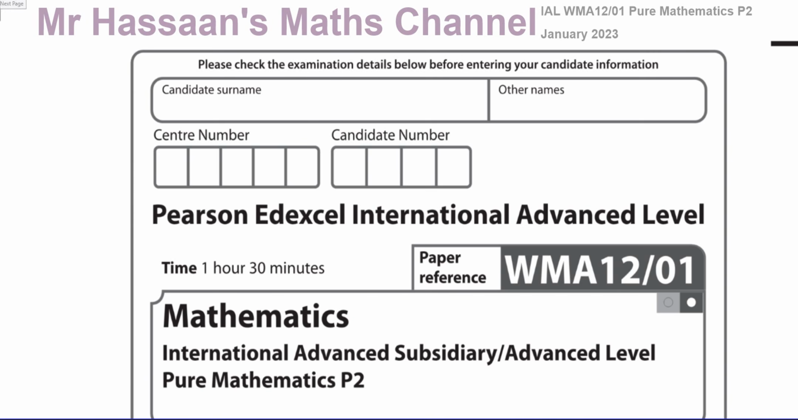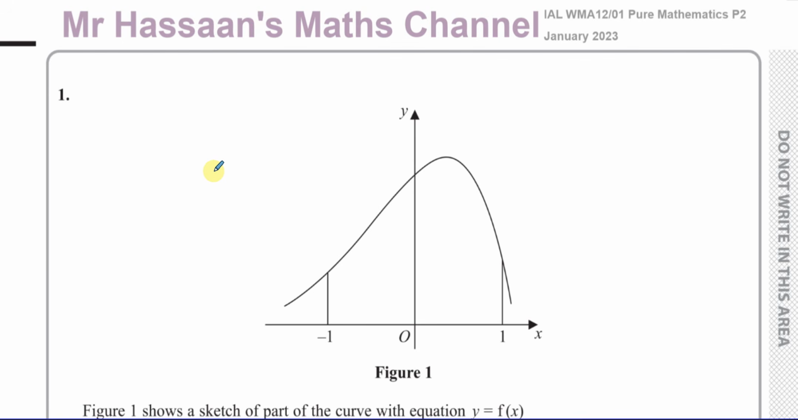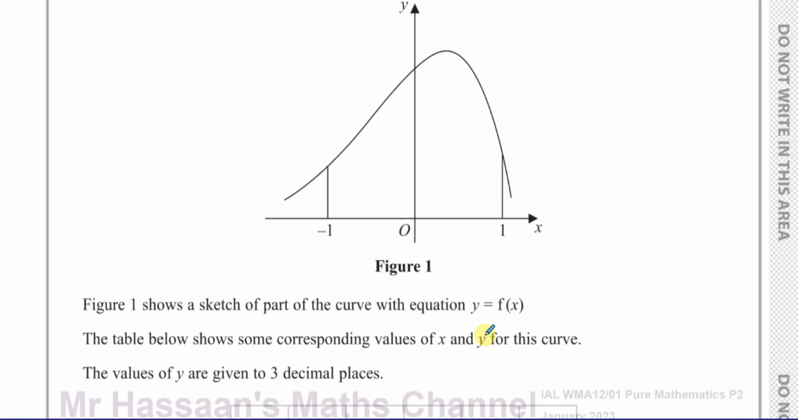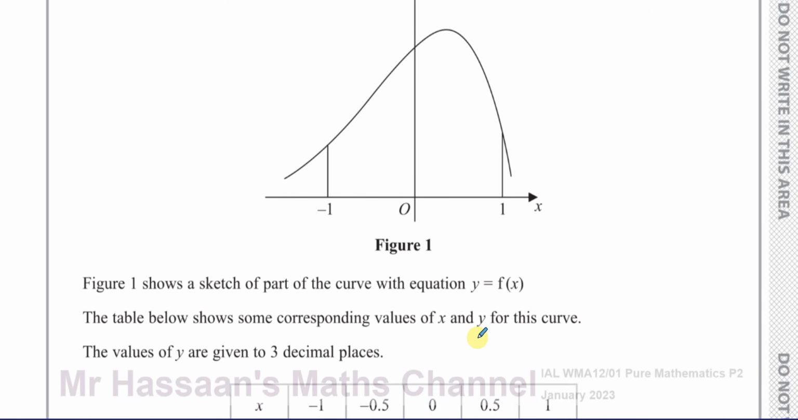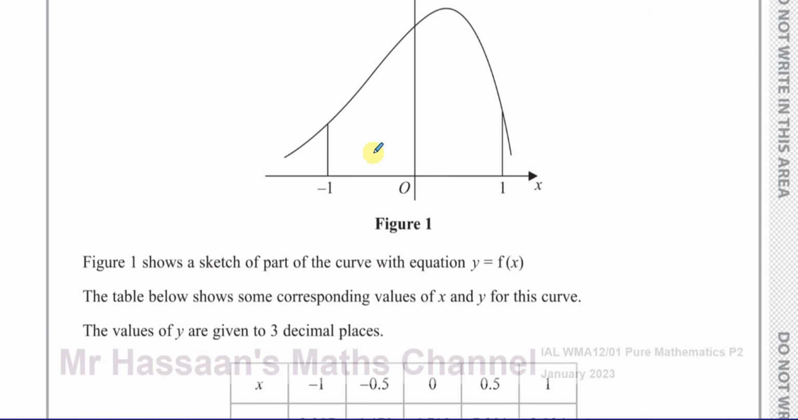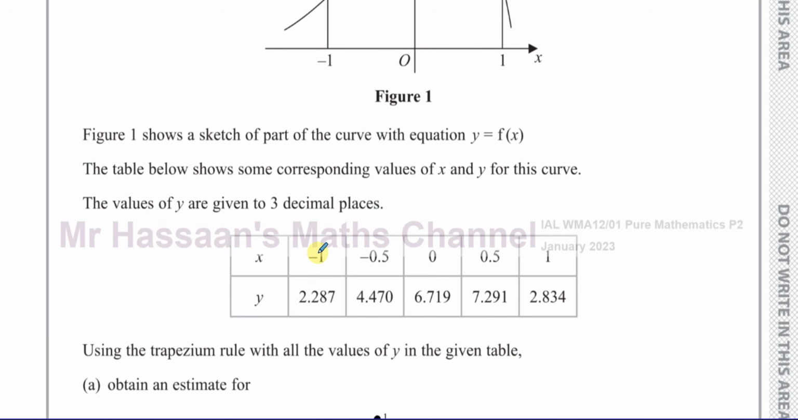All right, so let's start with question number one. Question number one here is about this curve, which is given the name y equals f of x. The table below shows some corresponding values of x and y for this curve. So we don't have an equation for the curve, but what we have is some x and y values. So when x is -1, y is 2.287, and so on. We have all of these values for x and y, and this curve is drawn. The values of y are given to 3 decimal places.